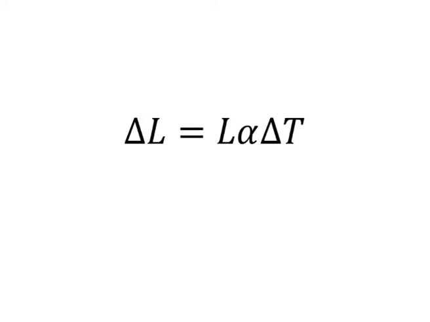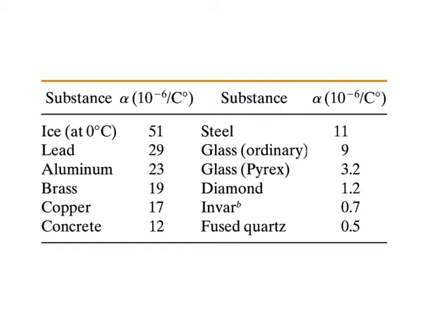Linear expansion. If the temperature of a metal rod of length L is raised by an amount delta T, its length is found to increase by an amount delta L equal to L alpha delta T. Here alpha is a constant called the coefficient of linear expansion. The coefficient alpha has a unit per degree or per Kelvin and depends on the material. Although alpha varies somewhat with temperature, for most practical purposes it can be taken as constant for a particular material.